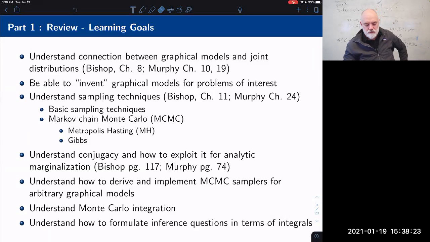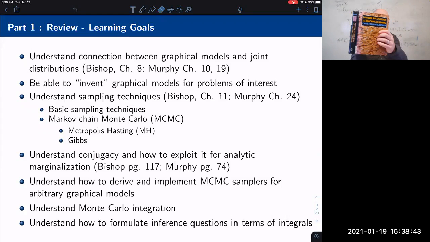So the learning goals for this first part, and really corresponding to the first homework, are to understand the connection between this graphical modeling notation and joint distributions. There's a couple of books that I will refer to throughout the course.